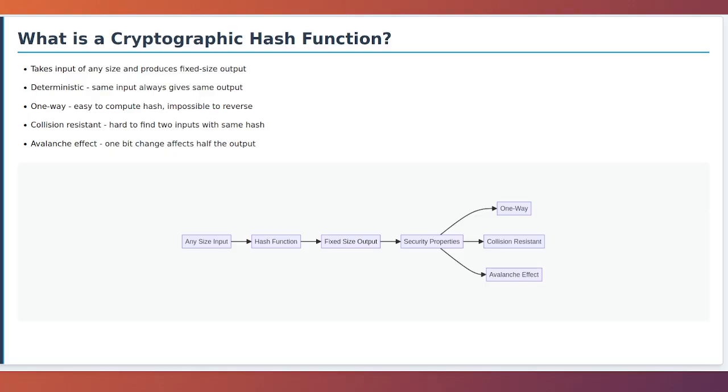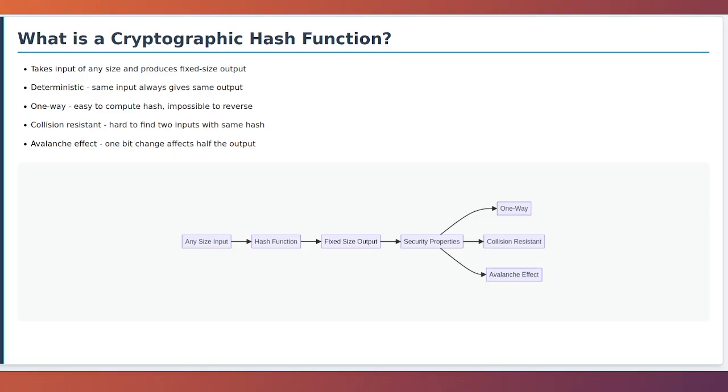For a hash function to be cryptographic, meaning secure for use in security applications, it must satisfy several important properties. First is determinism. The same input must always produce the same output. If you hash the word hello today and tomorrow, you must get the same hash both times. The second property is the avalanche effect. Changing even a single bit in the input must completely change the output in unpredictable ways.